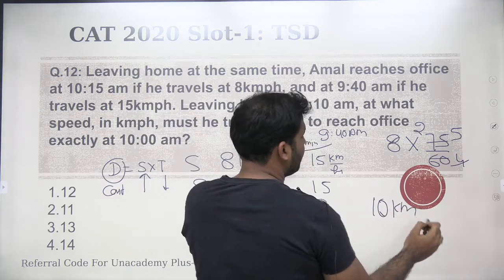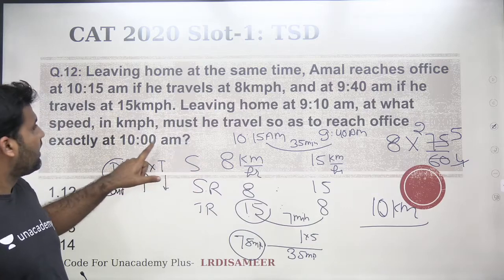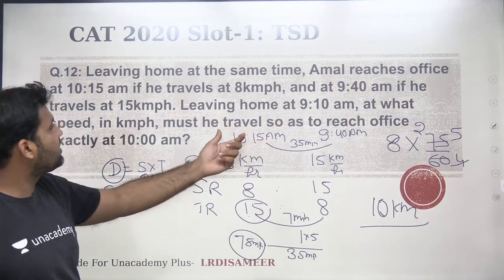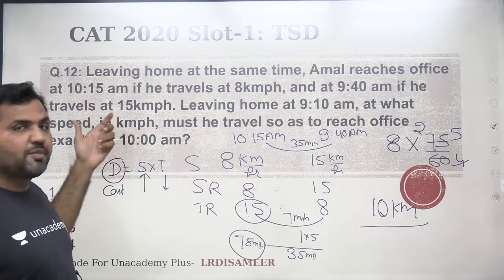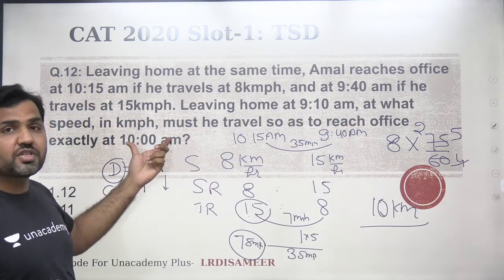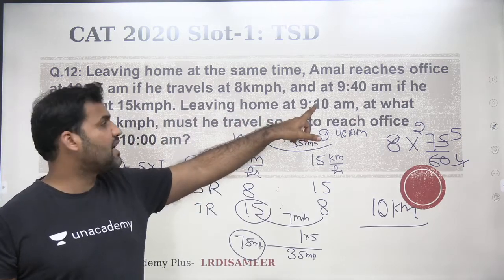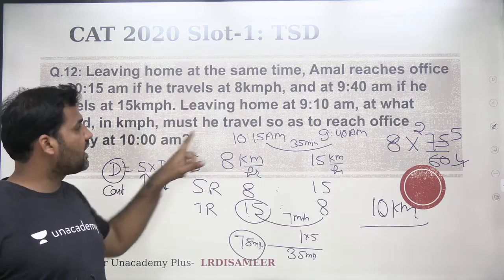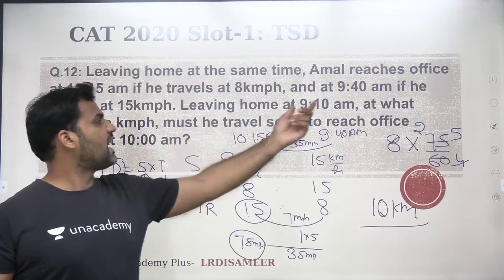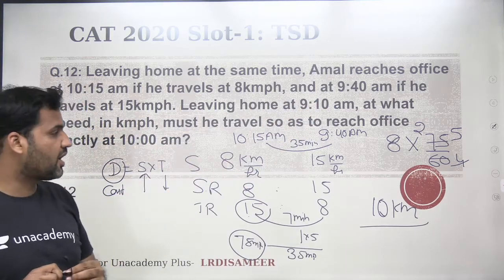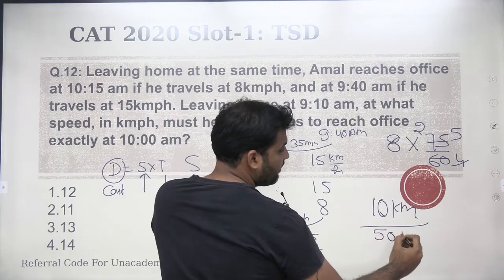And this distance of 10 km is now supposed to be traveled in how much time? Question says if he leaves home at 9:10, at what speed should he be traveling to reach the office at 10 a.m.? See that if he is leaving home at 9:10 and he wants to reach the office at 10, he has how much time to reach the office? 9:10 to 10, it will be 50 minutes. So a distance of 10 km is supposed to be traveled in 50 minutes.